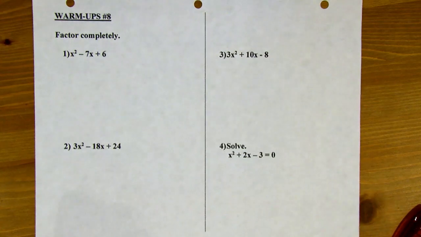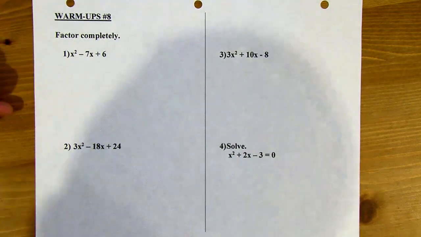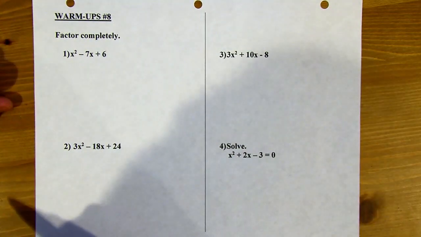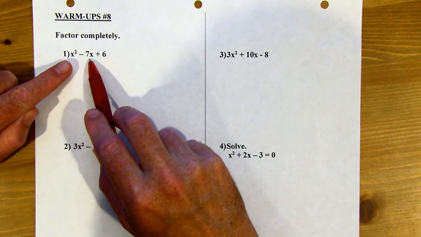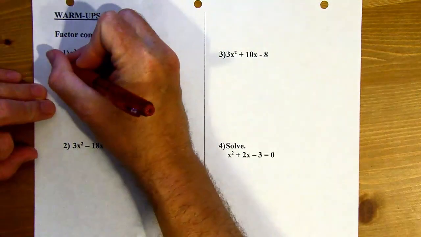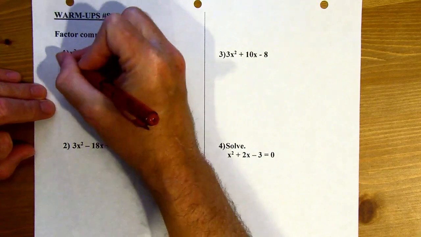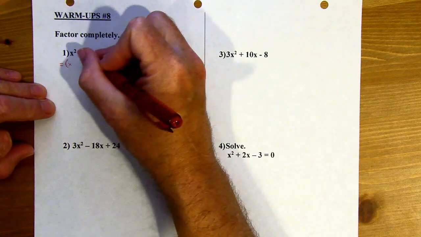Warm-up number 8, we've got some factoring to do here. So factoring is breaking it apart into a multiplication problem, essentially. First thing I'm doing on any factoring problem is seeing if there's a common factor. So I'm thinking, does anything go into x squared, negative 7x, and 6? Nothing does here, but I'm always checking for that, or at least keeping it in the back of my mind at the beginning of a problem.